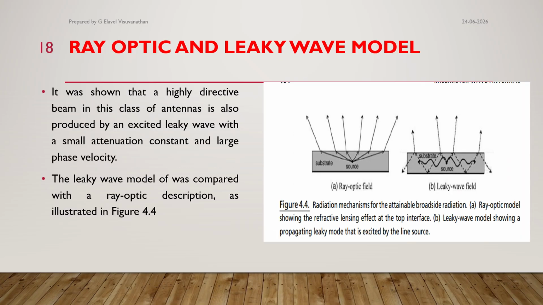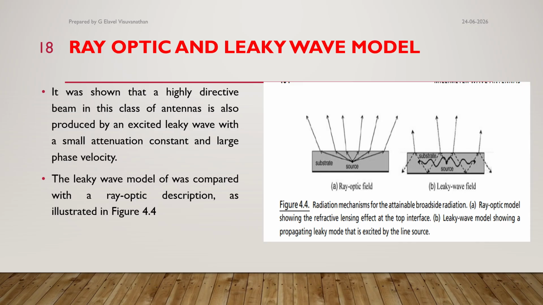Ray optical and leaky wave model. It was shown that a highly directive beam in this class of antenna is also produced by an excited leaky wave with a small attenuation constant and a large phase velocity. So by the diagram itself you can clearly understand that this class of antenna is produced by an excited leaky wave with small attenuation as well as large phase velocity.